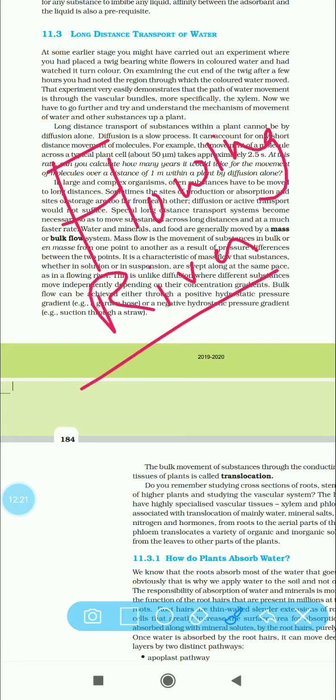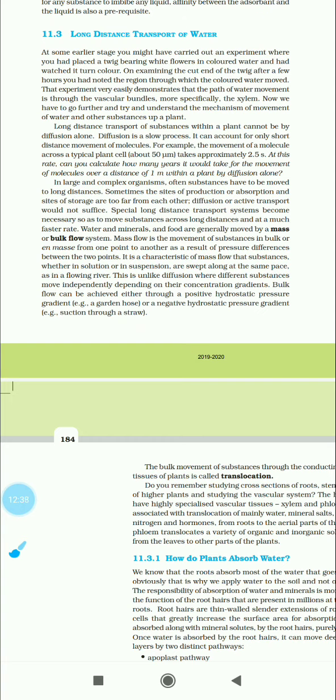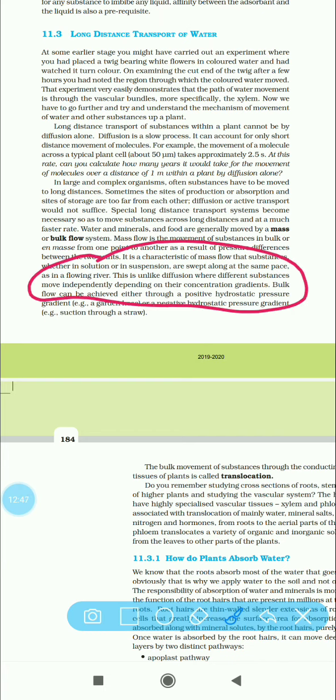So whatever comes along, the river will take it, be it the clay material, be it the stones, be it anything. So it is again an example of what we call en masse movement. Okay, so here the movement is independent of the concentration gradient.